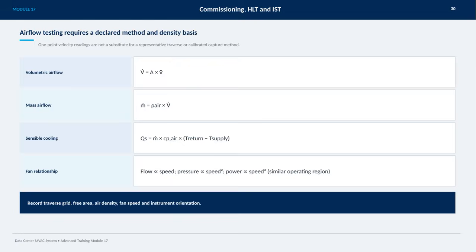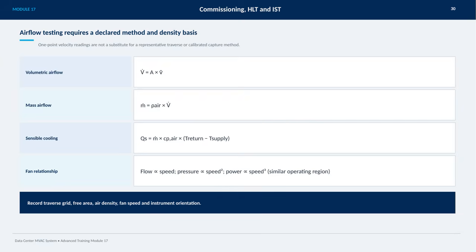On this slide, we focus on the critical aspect of airflow testing in data center MVAC systems. Airflow testing must always follow a declared method and be based on an accurate density measurement. It's important to remember that one-point velocity readings can't replace a full, representative traverse or a calibrated capture method. We calculate volumetric airflow by multiplying the cross-sectional area by the average velocity, while mass airflow is the product of air density and volumetric airflow.